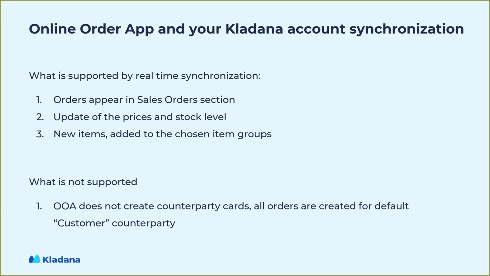Let's summarize how synchronization between the online order app and your account in Kladana works. What is supported by real-time synchronization? Orders appear in the sales orders section. Update of the prices and stock level. New items added to the chosen item groups. What is not supported? The online order app does not create counterparty cards. All orders are created for the default customer counterparty.